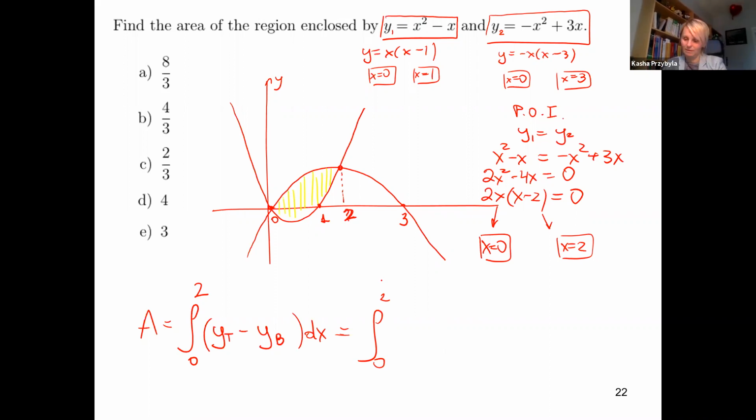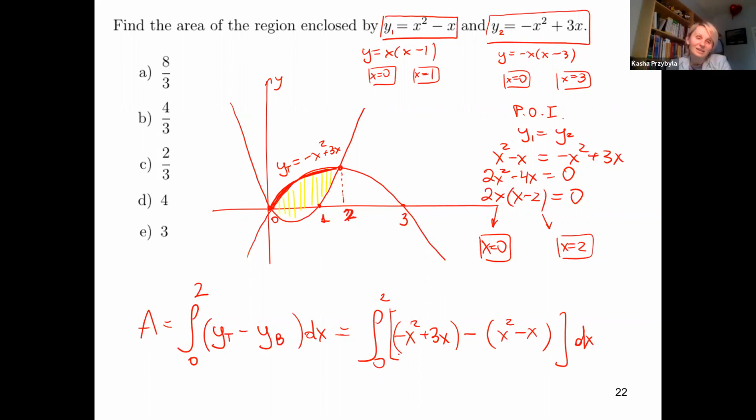Who can tell me what is the top function? I have to make sure that I have room to calculate. The top curve is this one, the parabola with the negative x squared, because it's the parabola opening down. Then we will subtract the bottom one, and the bottom one, of course, is x squared minus x.